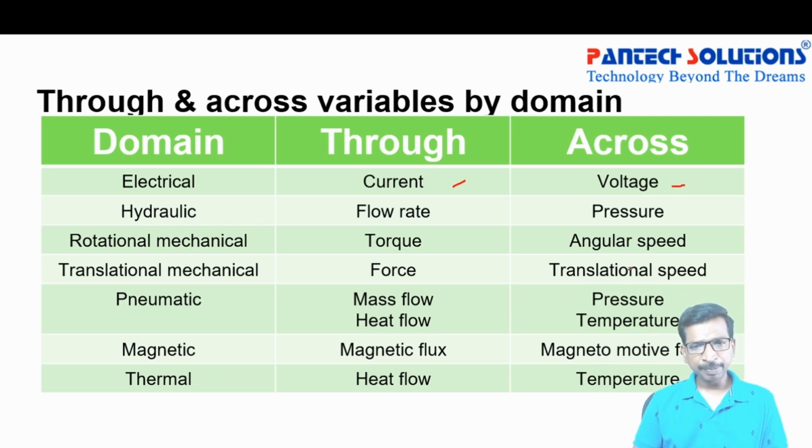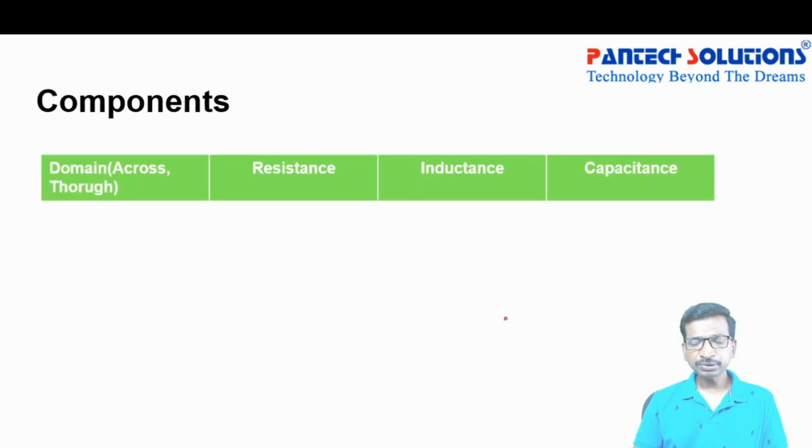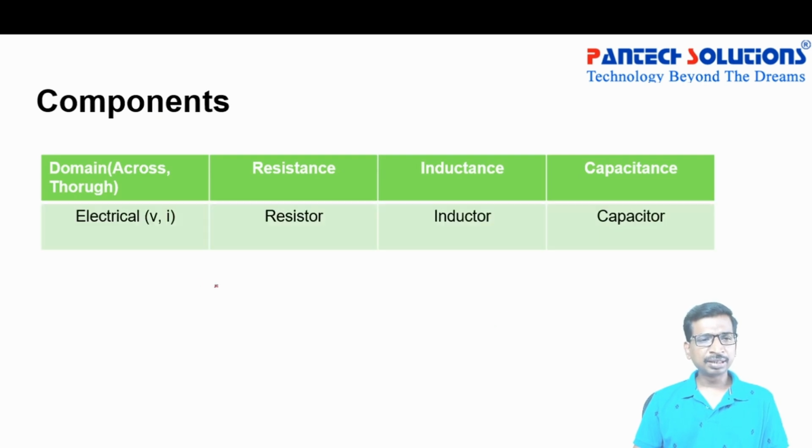In MATLAB Simulink Simscape, if you take the electrical domain, the through and across variables are current and voltage. To vary these parameters, you have the options of resistor, inductor, and capacitor. By changing the resistor, we can vary the voltage and current. Similarly, by changing the inductance, we can vary this parameter. Likewise, the capacitor. So this is the electrical domain.